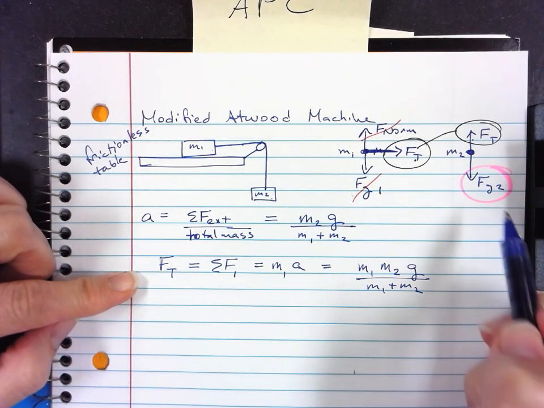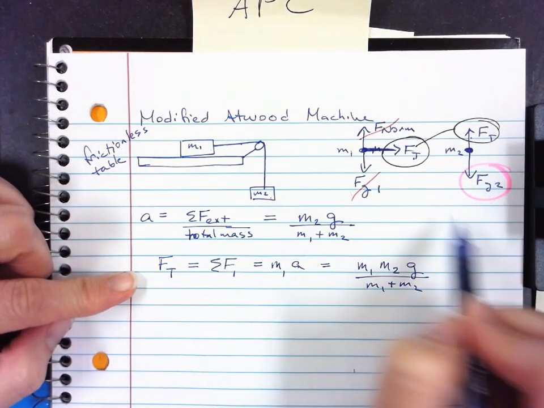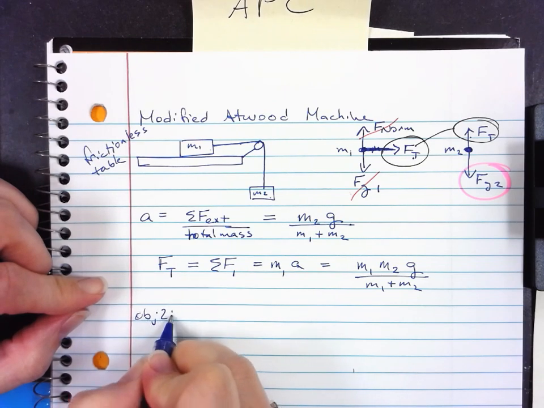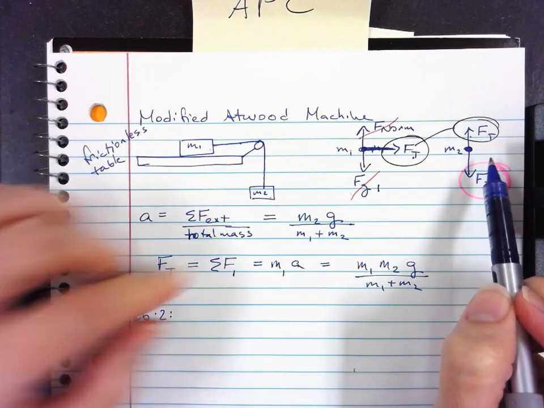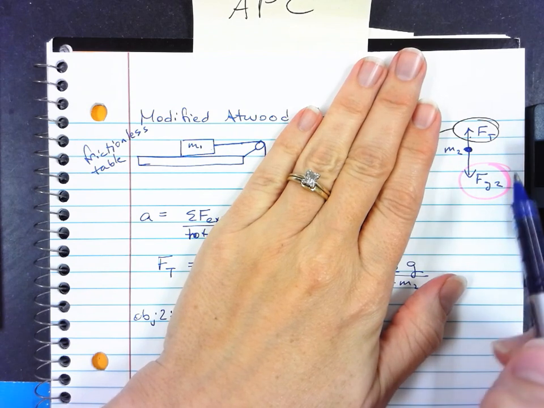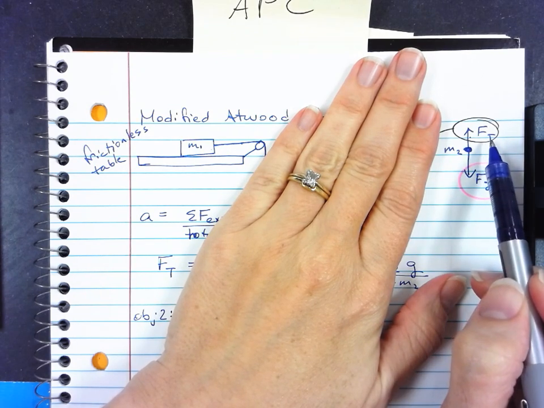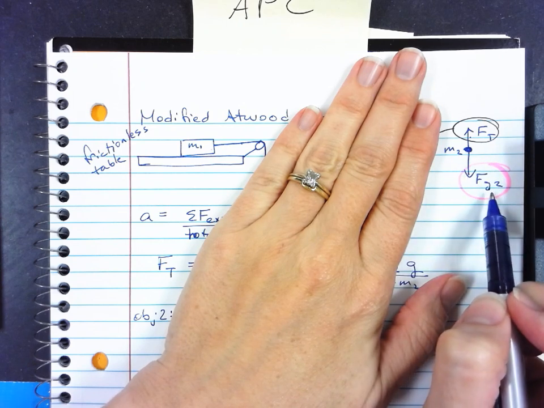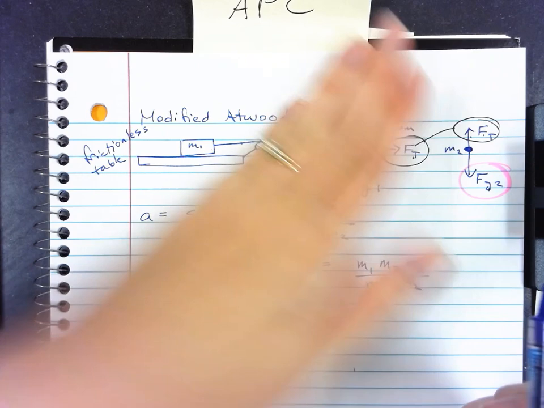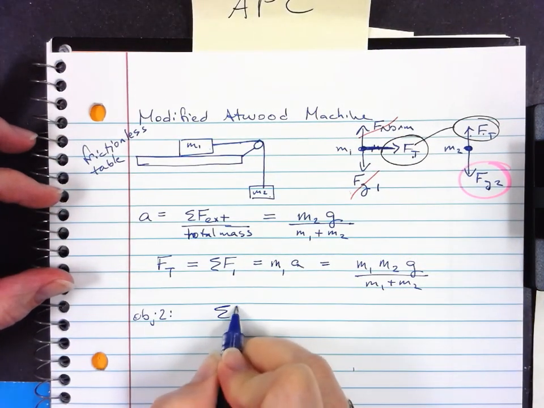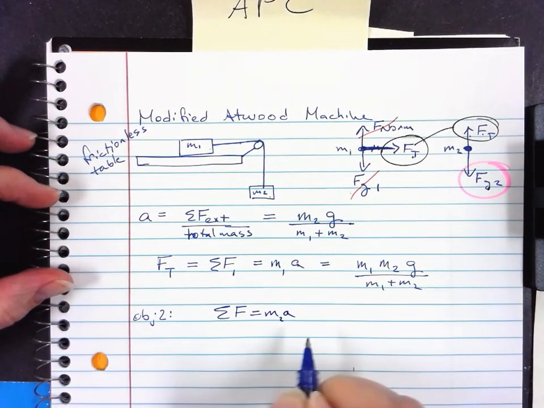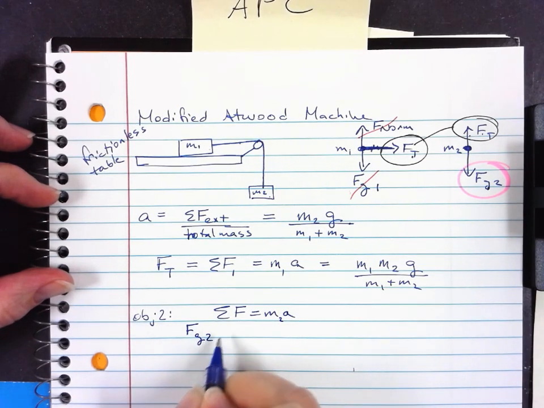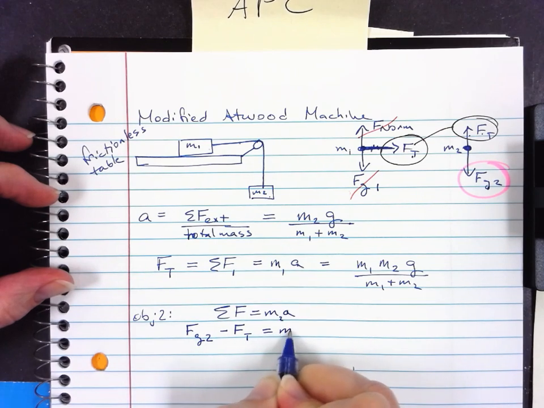Well, now I want to do the same thing again, but with the second object. So on object 2, we have two different forces. If we only look at object 2, force of gravity must be greater than the tension because this accelerates downward, that's observed. So our net force is force of gravity 2 minus the tension. So if I start from net force equals mass times acceleration, this is object 2. So the net force is Fg2 minus Ft equals M2A.